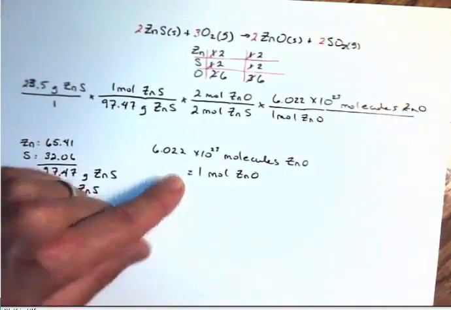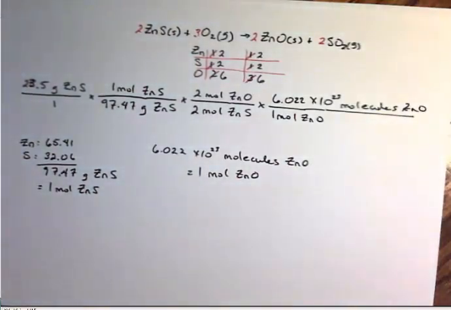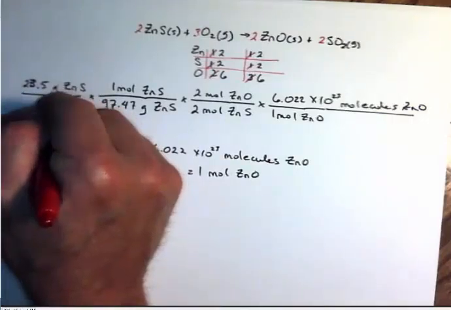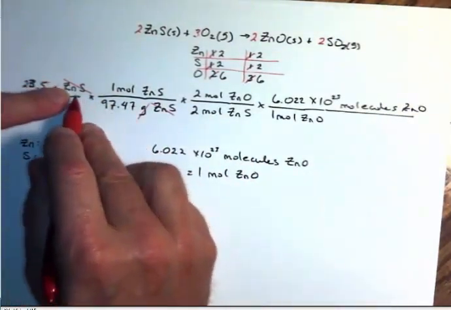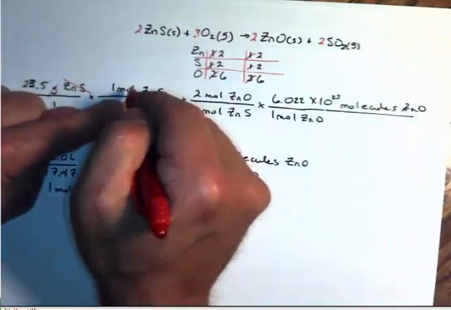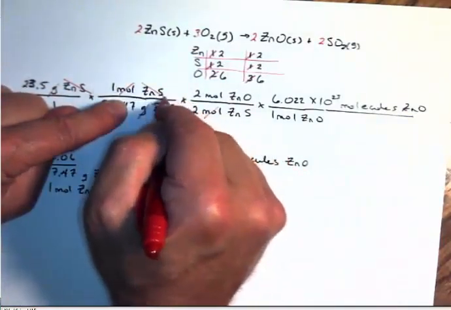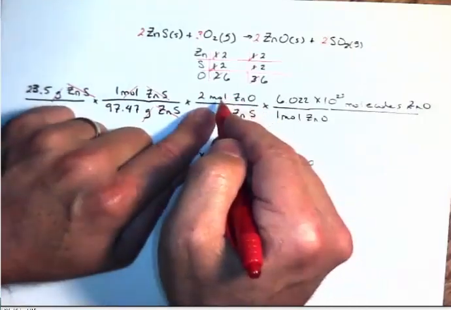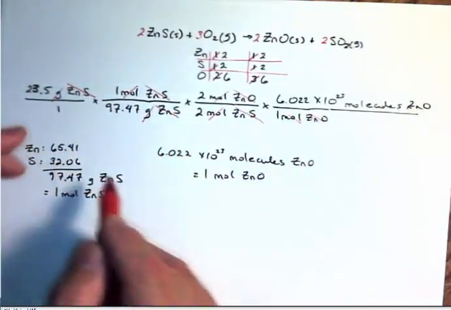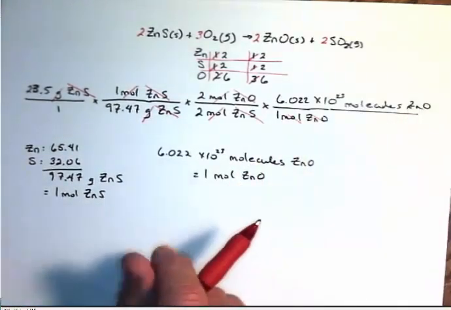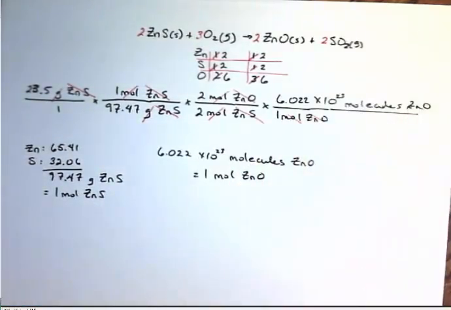Now, you need to be canceling every step. I didn't cancel along the way, but I want to show you how to do that. These all cancel. Grams cancel grams. Zinc sulfide cancels zinc sulfide. Moles cancel moles. Zinc sulfide cancels zinc sulfide. Moles cancel moles, and zinc oxide cancels zinc oxide. When I do the math, I'll have molecules of zinc oxide. That's what the question asks for.